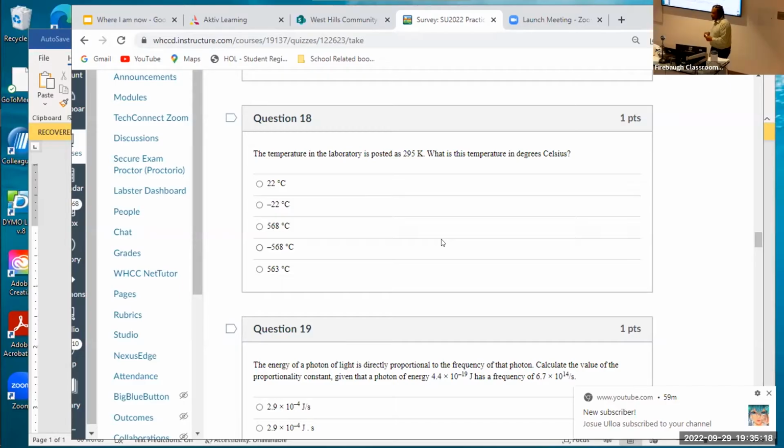So the temperature in the laboratory is posted as 295 Kelvin. What is the temperature in Celsius?